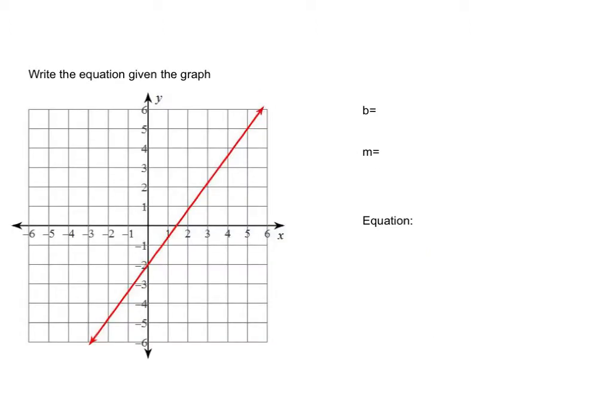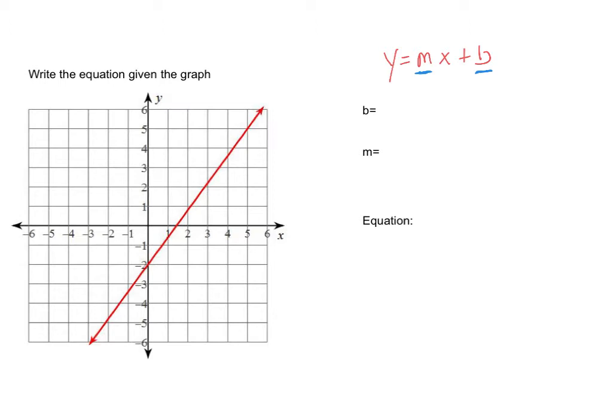In the previous videos or lessons, we have talked about slope-intercept form, which is y equals mx plus b. And this is a way to write an equation when I have the slope and the y-intercept. If I'm given the graph of a line, I can find the slope by using rise over run, and I can find the y-intercept by visually seeing where the line crosses the y-axis.